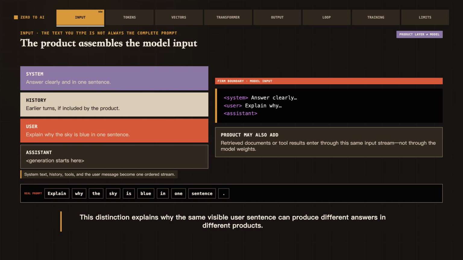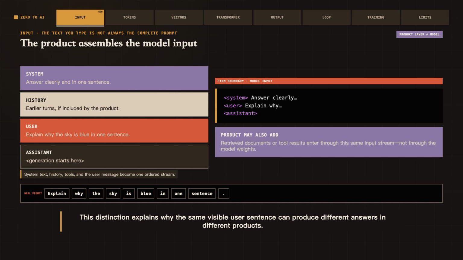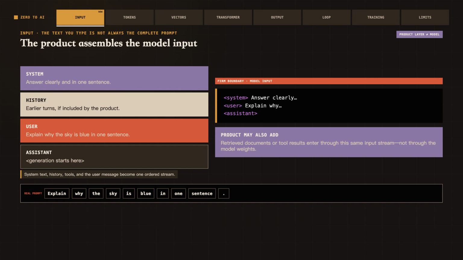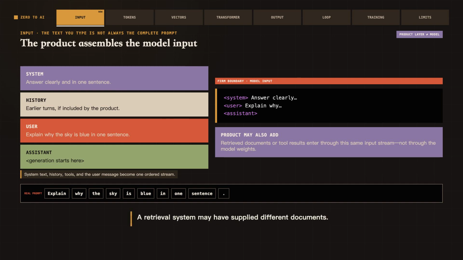This distinction explains why the same visible user sentence can produce different answers in different products. The hidden system instruction may be different. The conversation history may be different. A retrieval system may have supplied different documents. The decoding settings may be different. The underlying model may also be different.